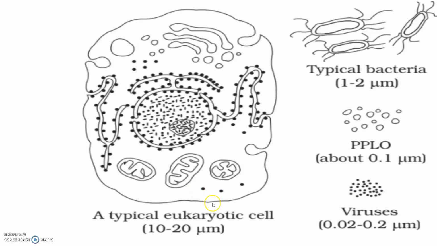Here you can see a typical eukaryotic cell, which is bigger in size, 10 to 20 micrometers, whereas a typical bacterium measures 1 to 2 micrometers, pleuropneumonia-like organisms are 0.1 micrometer, and viruses are 0.02 to 0.2 micrometers.